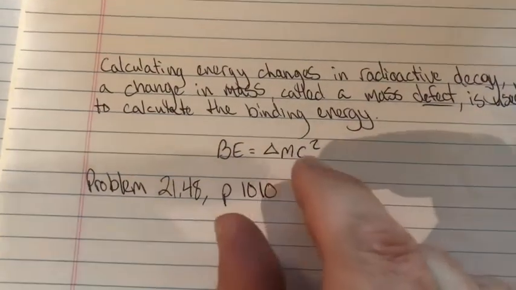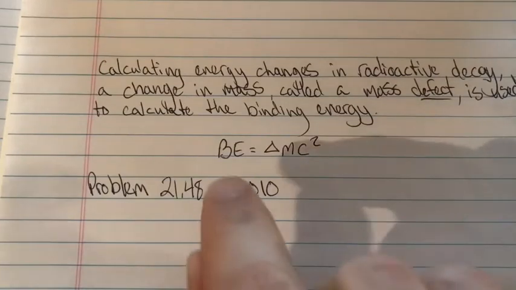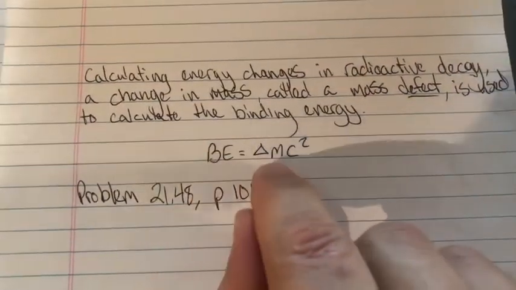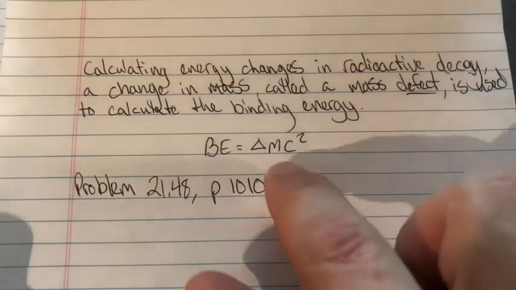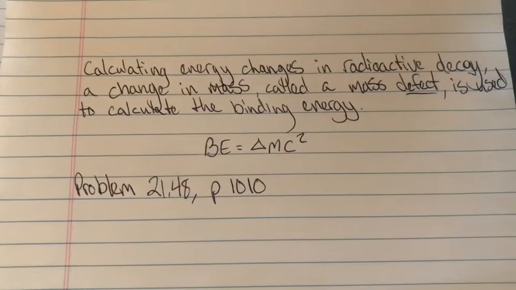Delta M is equal to... binding energy is equal to delta M times the square of 3.00 times 10 to the 8 meters per second. Okay, so pause for about 10 minutes. It'll take a little while for you to crunch all that.